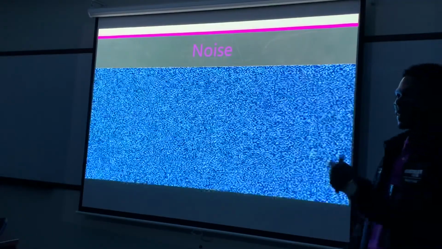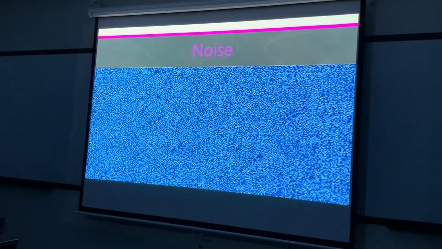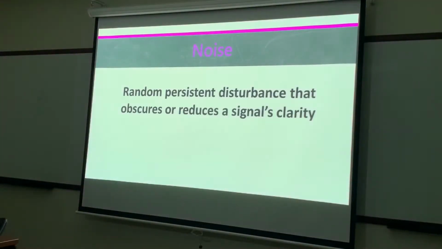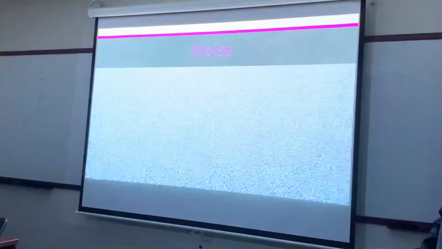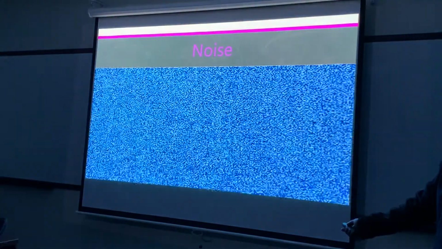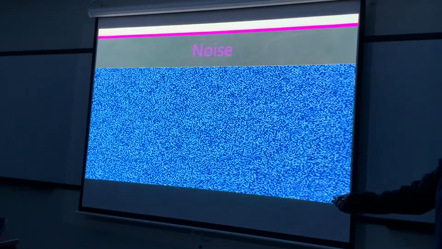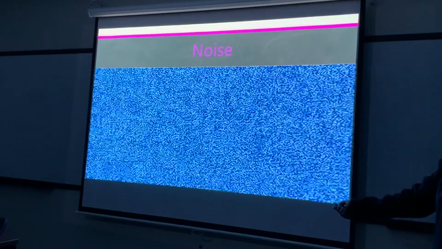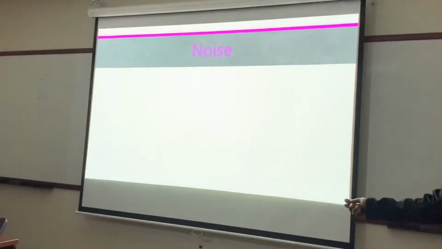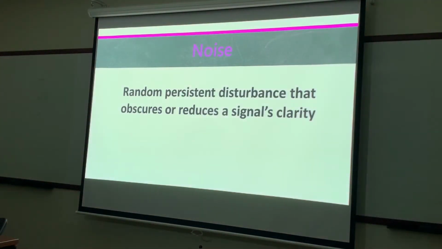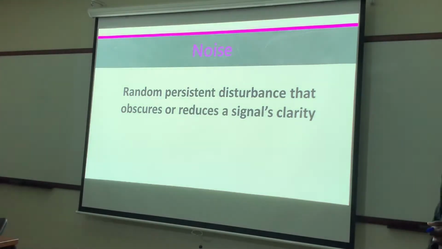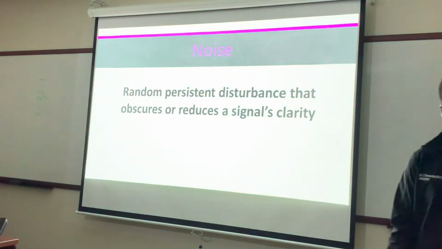Okay, but this is considered noise, right? Noise is that random persistent disturbance that obscures or reduces our signal's clarity. Remember, noise doesn't have to be the whole screen looking like this. Sometimes we can actually see the picture a little bit in between the noise, but we can't see our picture clearly. So that's what noise is: that persistent disturbance that obscures or reduces our signal's clarity. We're not able to see what we need to see clearly.